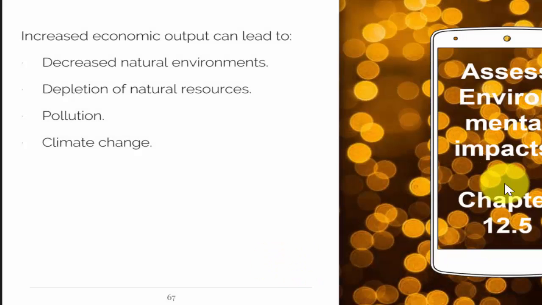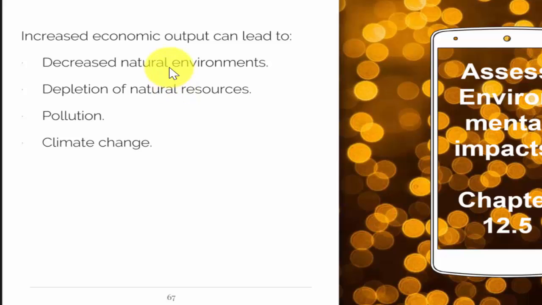Talking about environmental impacts, again I've given you a chapter reference here of 12.5. So most of these are fairly common and easy to understand. I'm not going to spend too much time here. So we've got decreased natural environments in relation to forestry, in relation to farming and those sorts of things, and mining. We then deplete our natural resources, and that can be an impact environmentally.